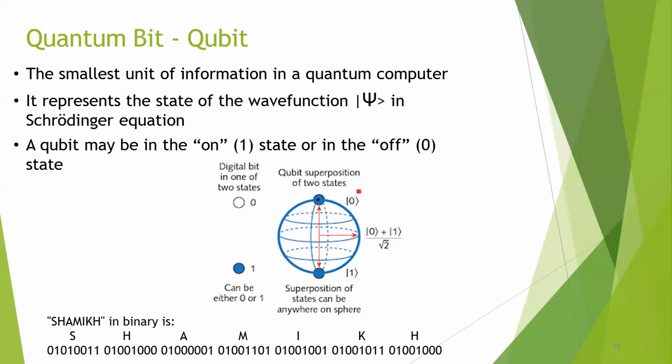For example, my name, Shamikh, coded in binary form is as shown on the screen. Similarly, every piece of information, whether it is a name, photo, audio, or video, is coded in binary. A classical bit can be 0 or 1 at a time, but a qubit can be a superposition of 0 and 1. Now, what does this mean?